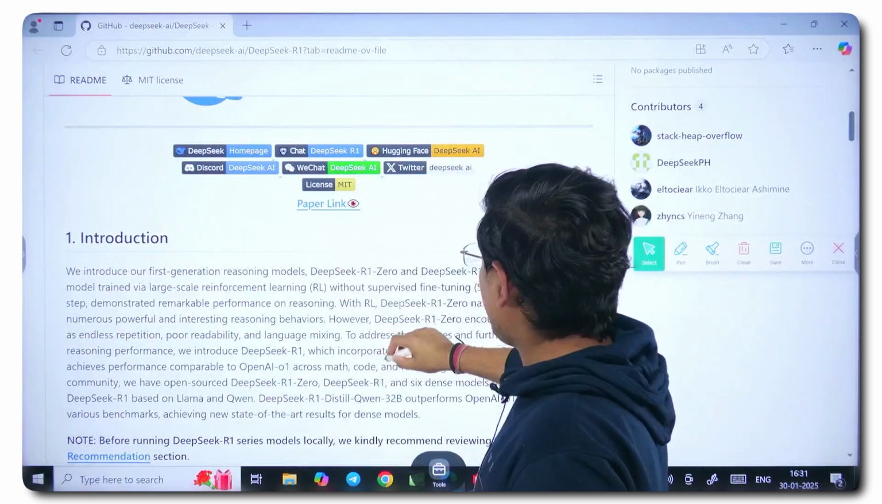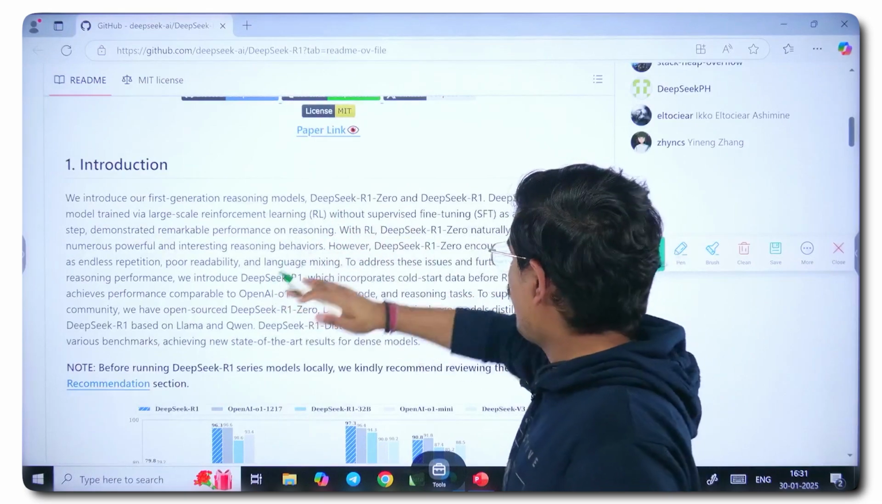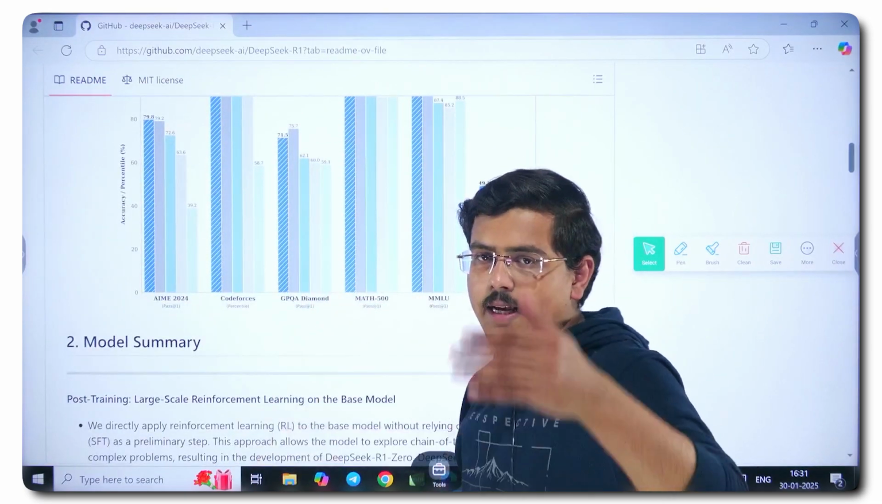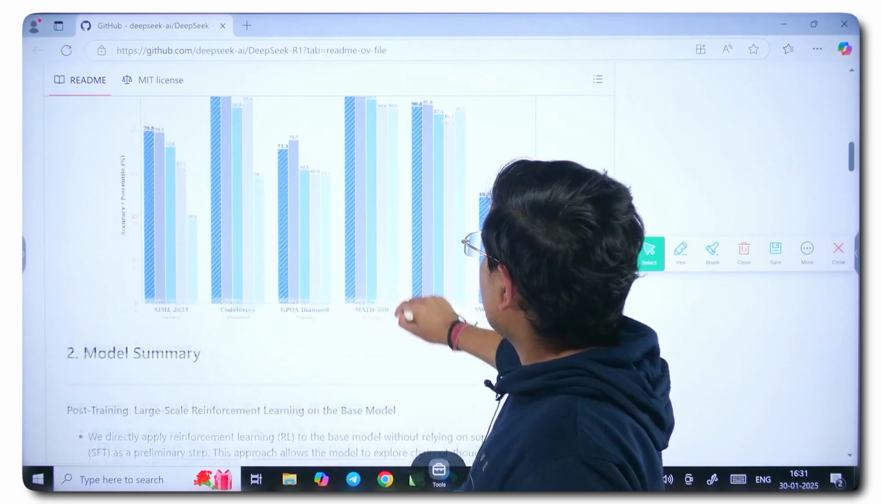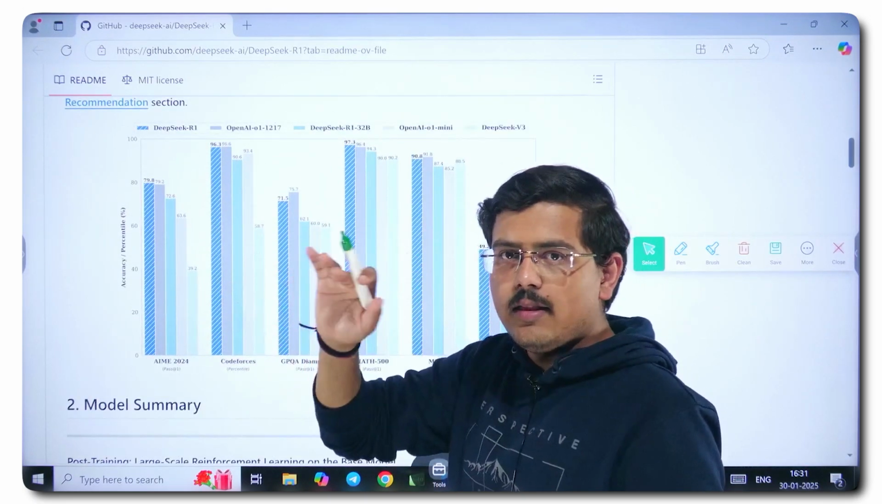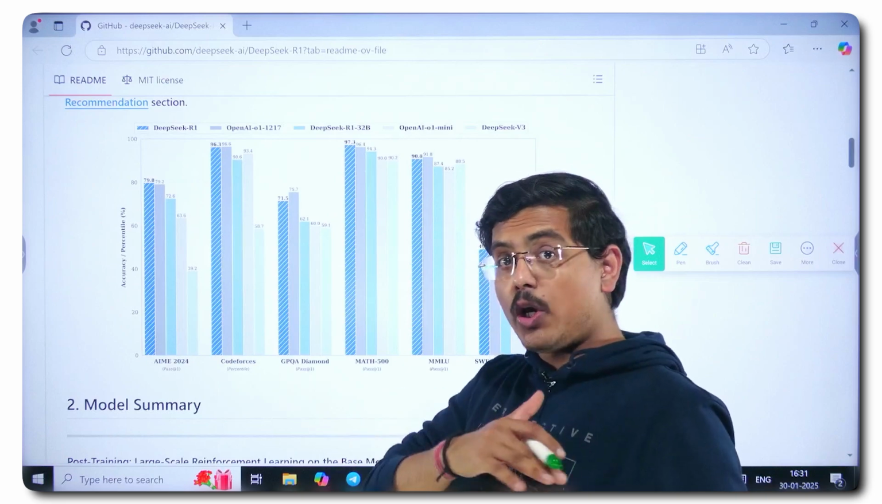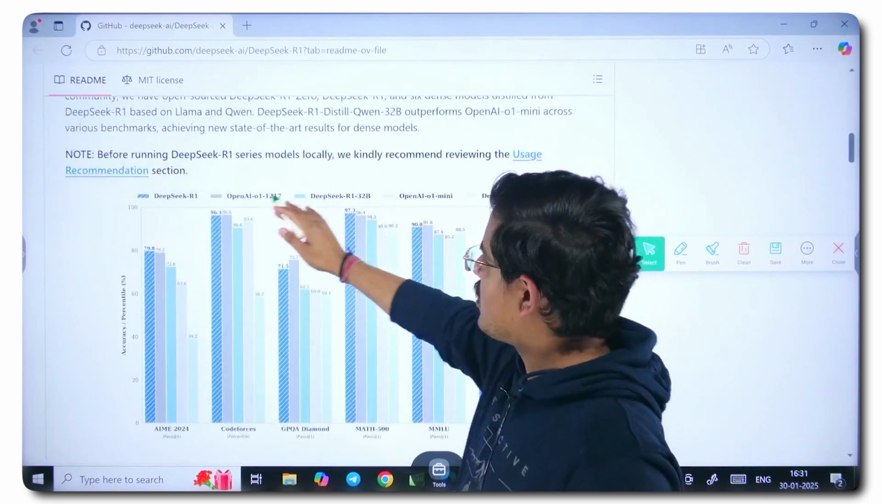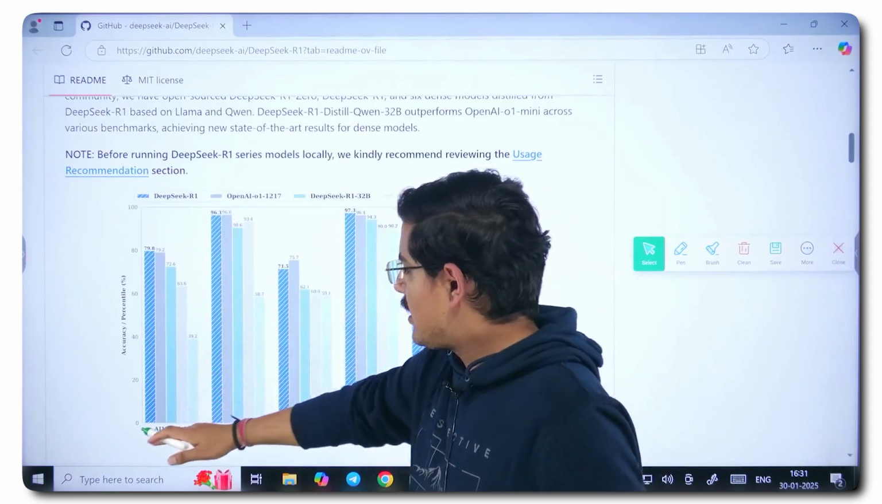change a few things. Basically, they just removed the supervised fine-tuning phase, and what they did was they later on put reinforcement learning again in the post-training phase, which altogether changed their outlook towards the results. If you see, these are the metrics and these are the performance metrics.